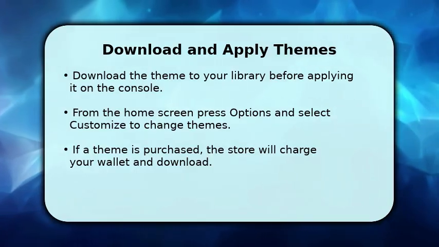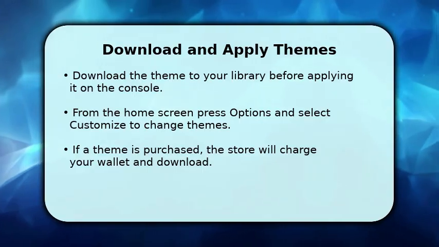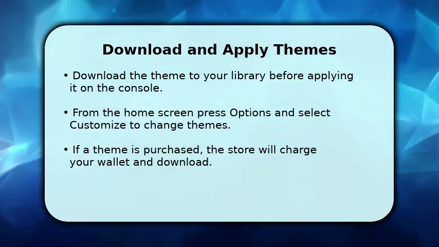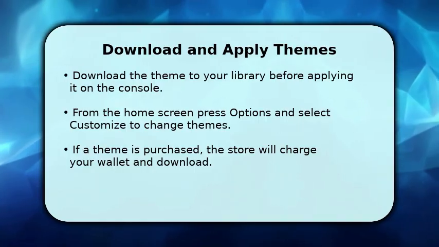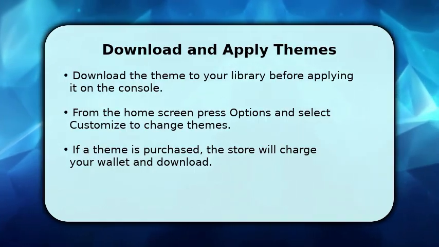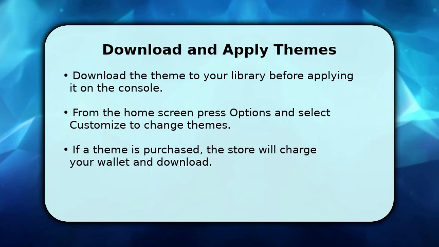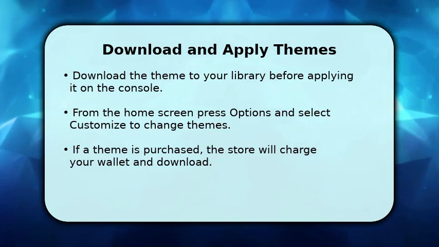From the home screen, press Options and select Customize to change themes. Choose the new theme from Installed or Library and press Apply to set it immediately. Restarting the console fixes occasional display glitches after applying themes.